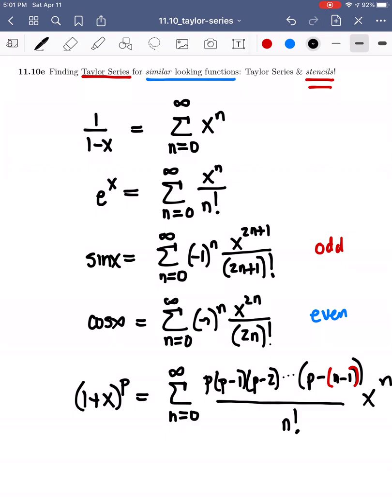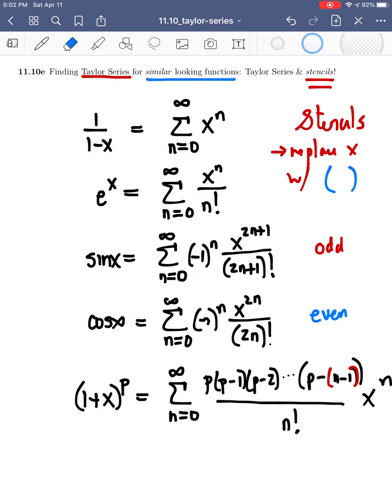And well, at this stage, we're going to do the same exact stencil game. If you don't exactly remember what that was, let's quickly remind ourselves. This whole idea with stencils was basically replacing x with open parentheses. And that was in both the function as well as the series. So if we have 1 over 1 minus x, we could replace that x with open parentheses in the function and as well in the series too.